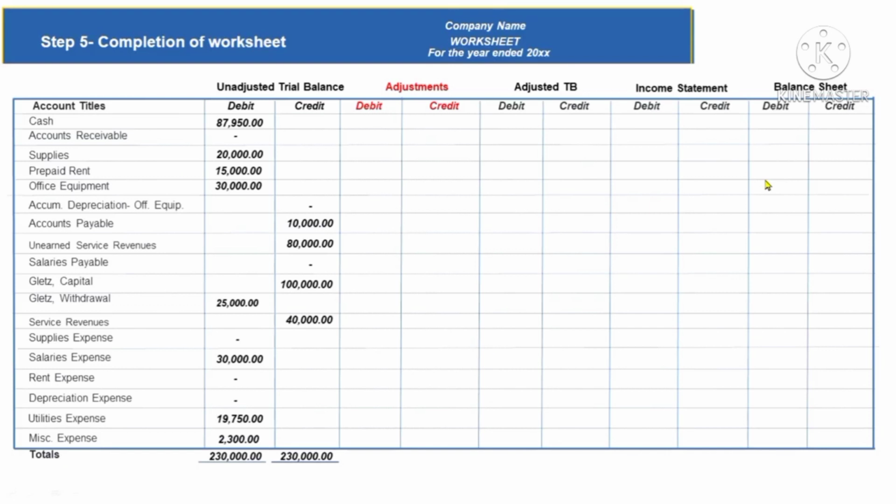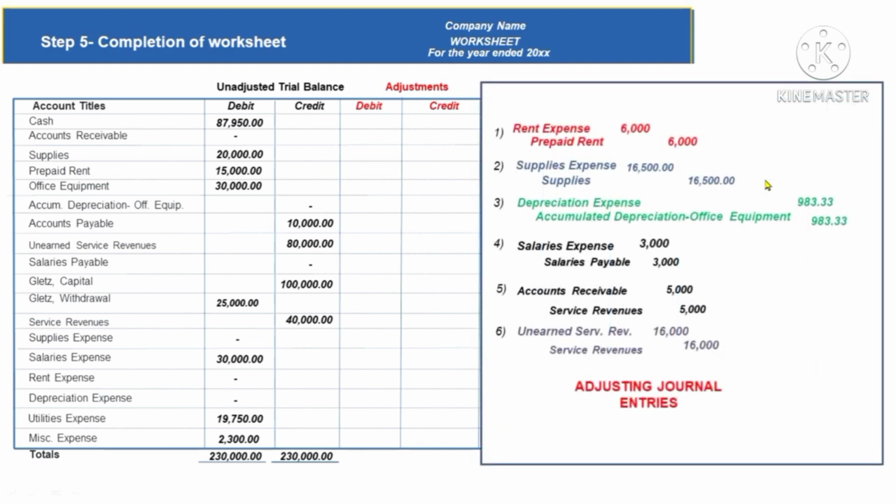What are they again? I know you did not memorize all of those, so here they are. So now let's post. So debit rent expense, you post it right here. And also credit prepaid rent, you post it right here. Debit supplies expense 16,500, you post it right here. And then credit supplies right here. Depreciation expense 983.33 should be here. And the accumulated depreciation should also be here.